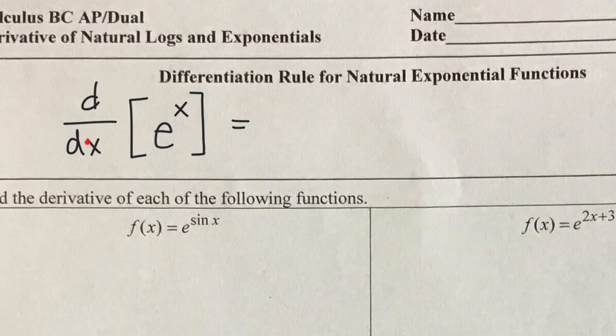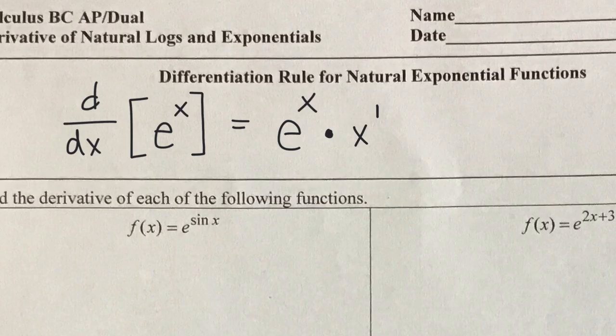But so the derivative of e to the x is, drum roll please, itself. The derivative of e to the x is itself times whatever the derivative of the power is. So we do, in fact, have a chain rule with our exponential equation here, e to the x. It's e to the x times the derivative of whatever your power is going to be, right?